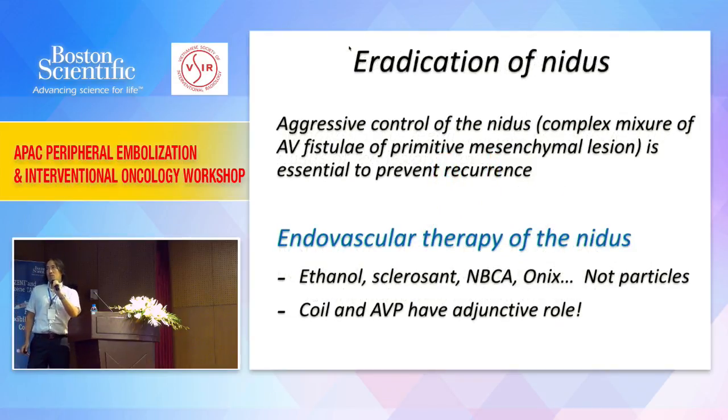We must eradicate the nidus. Aggressive control of the nidus is essential to prevent recurrence. Usually we use ethanol, sclerosant, glue, and Onyx to eradicate the nidus. And coils or plugs have only an adjunctive, additional role.